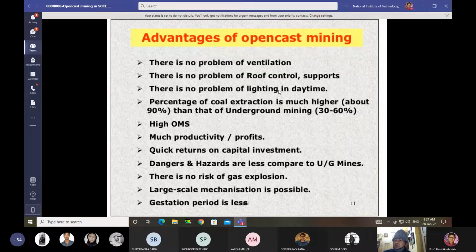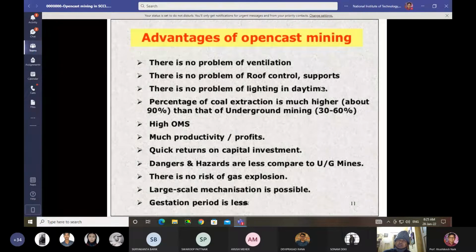And there is no problem of lighting in the daytime. You know that open cast mines are open, so there is no need of lighting. Whereas in an underground mine, you have to go down the mine with a cap lamp to work inside because of the dark environment. In open cast mining, you are getting the sun's light, natural light.